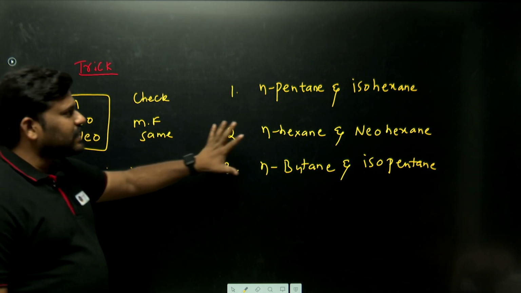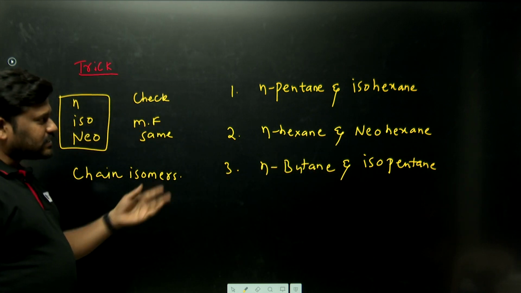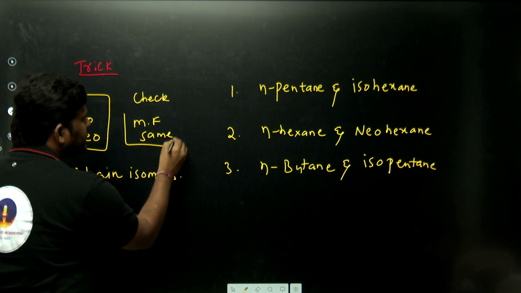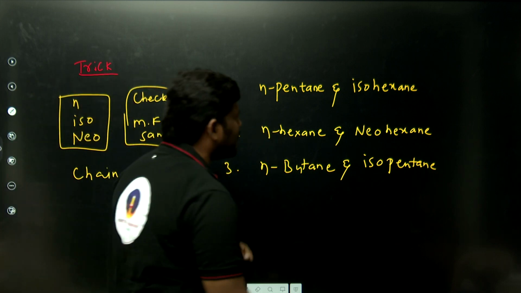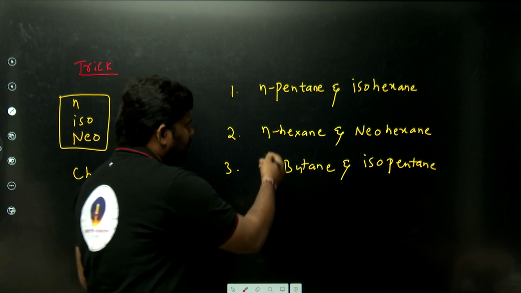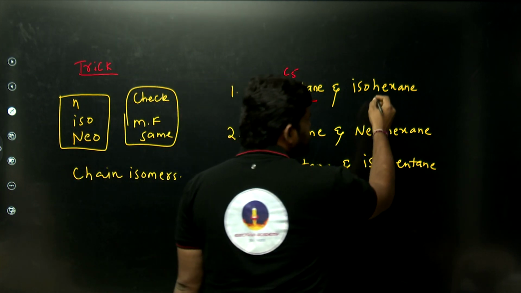Sir, in all cases, N there, iso there, neo there. Sir, how can you check, sir, whether all are chain isomers? First of all, you have to check whether the same molecular formula is there or not. Here pentane, there hexane. Pentane means how many carbons? 5 carbons. Hexa means how many?